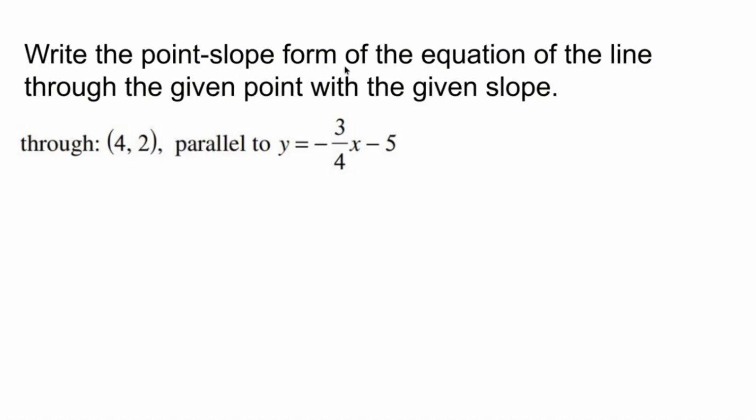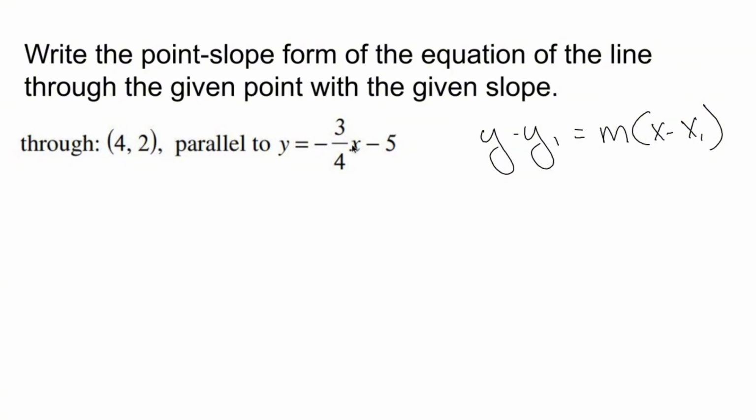Write the point-slope form of the equation of the line through the given point with the given slope. Point-slope form is y minus y sub 1 equals m times parentheses x minus x sub 1. M is your slope, and x sub 1, y sub 1 is your point. Now I have almost everything I need.